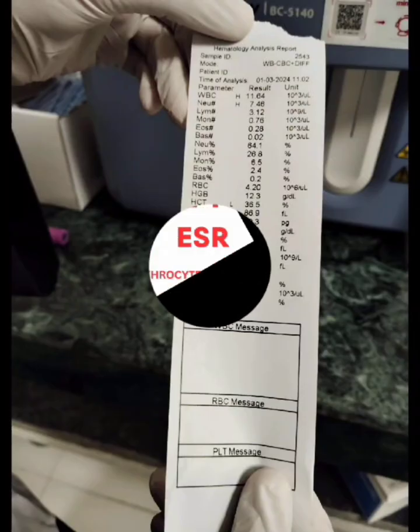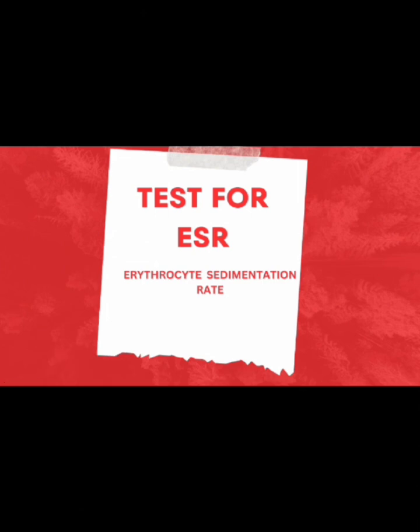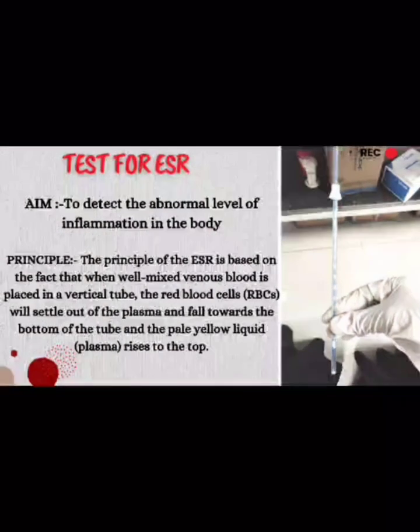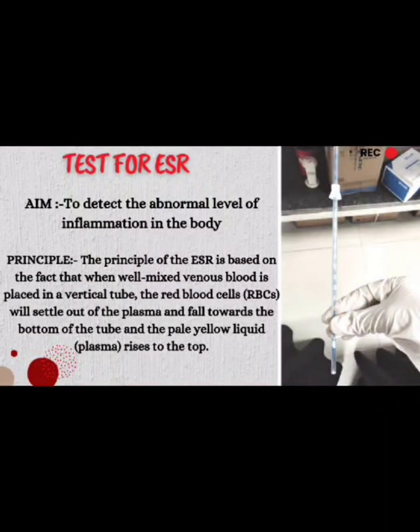Now let us learn how erythrocyte sedimentation rate is done. Let's know its aim. It aims to detect the abnormal level of inflammation in the body. Its principle states that it is based on the fact that when well-mixed venous blood is placed in a vertical tube, the RBCs will settle out of the plasma and fall towards the bottom of the tube, and the pale yellow liquid called plasma rises towards the top.